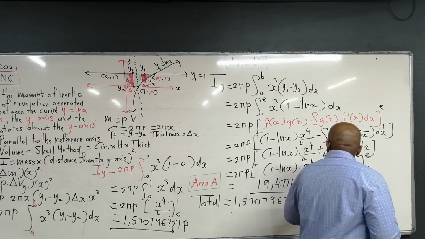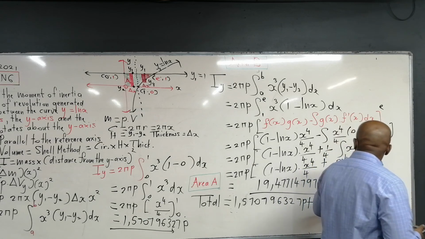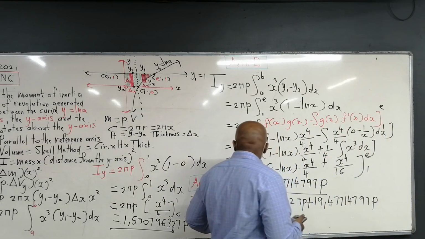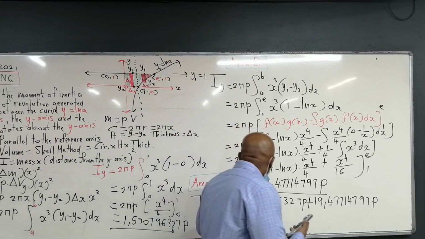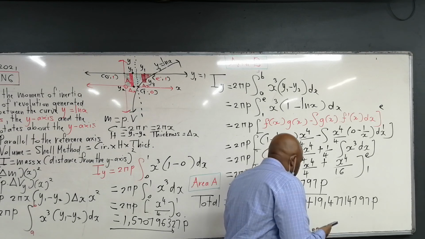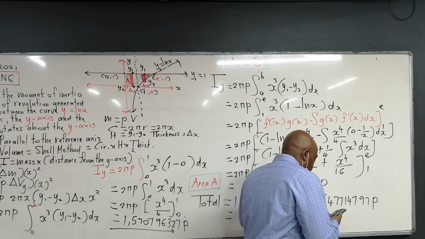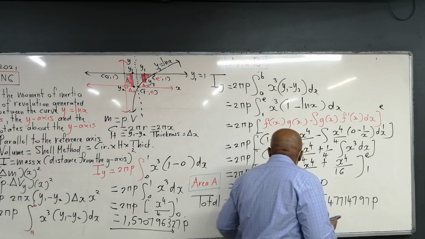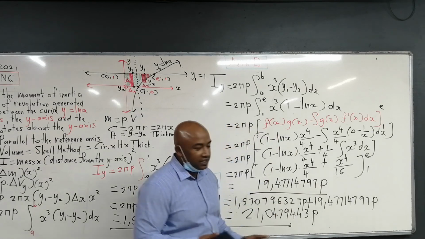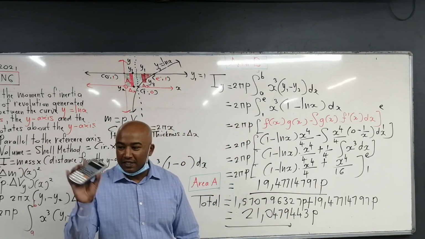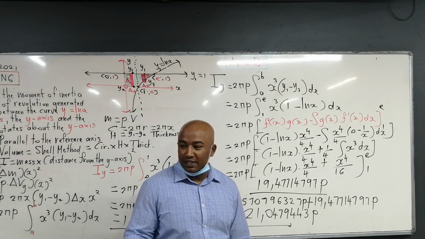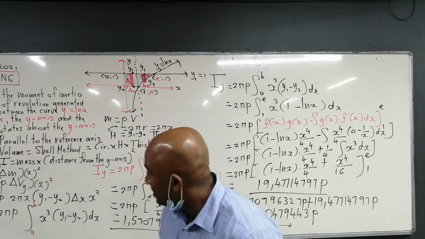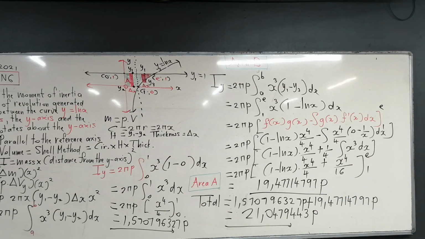plus 19,477,1797 p, and finally we get 21,047,943 p. Oh, I thought I made a mistake with the integration. Lucky that was all correct. The only problem was I made a mistake on the calculator. Alright, so double checking, and is it the same as the other answer? Yes, so it's 100% correct. Right, we move on to the next section next time.